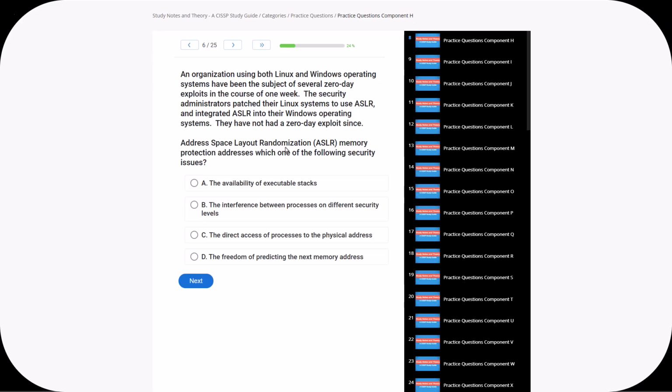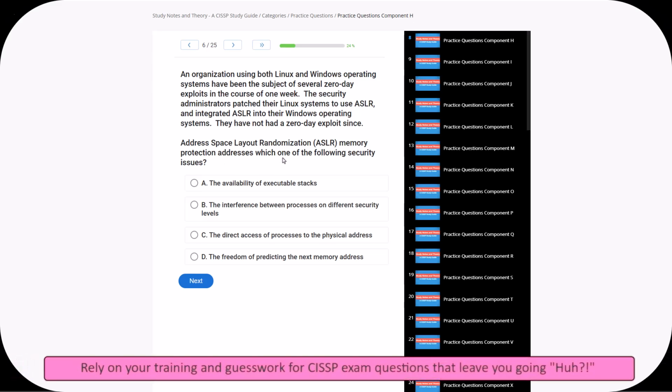Address space layout randomization memory protection addresses which one of the following security issues? The availability of executable stacks. I have no idea what that means. The interference between processes on different security levels. I guess, maybe. The direct access of processes to the physical address. That doesn't sound like a security issue, or maybe it does. It sounds like a thing a computer already does. The freedom of predicting the next memory address.